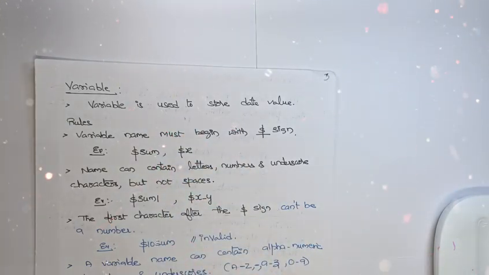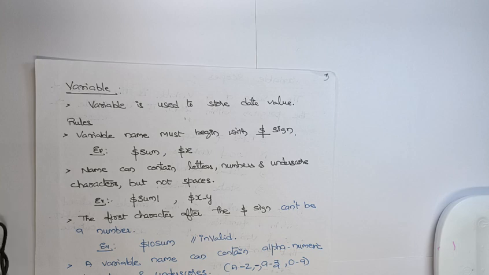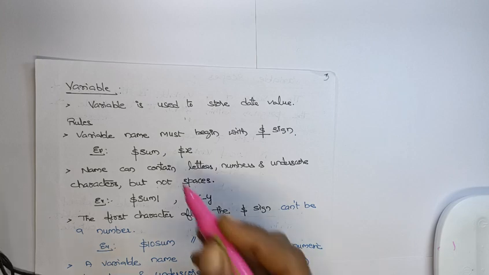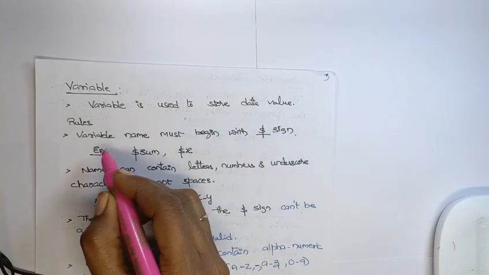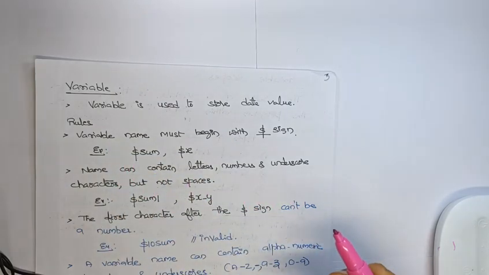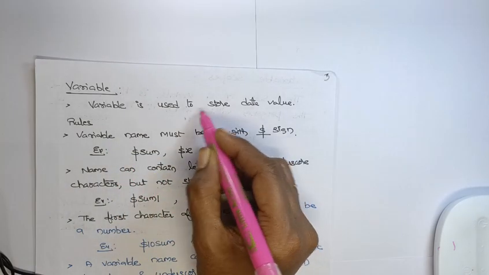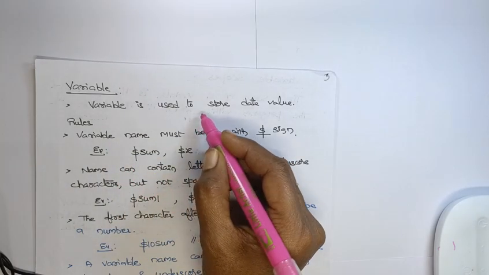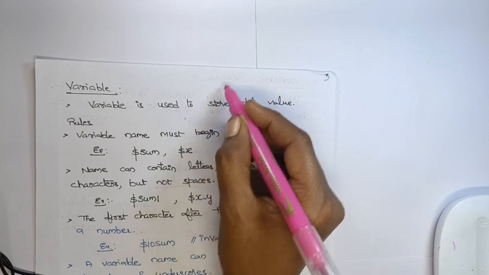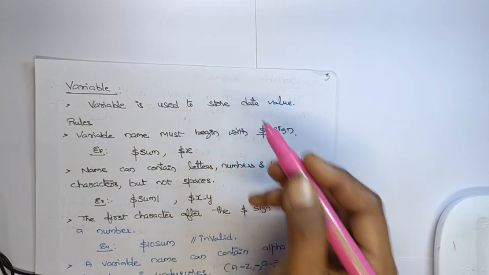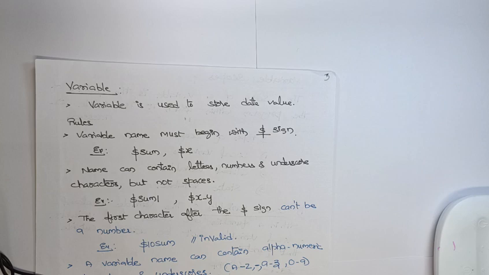Now we will see what a variable is, how to declare a variable in PHP, and the types of variables. A variable is used to store a data value. If you want to store any value, then we use variables. For example, x is equal to 10. So here x is a variable which is used for storing the value 10.